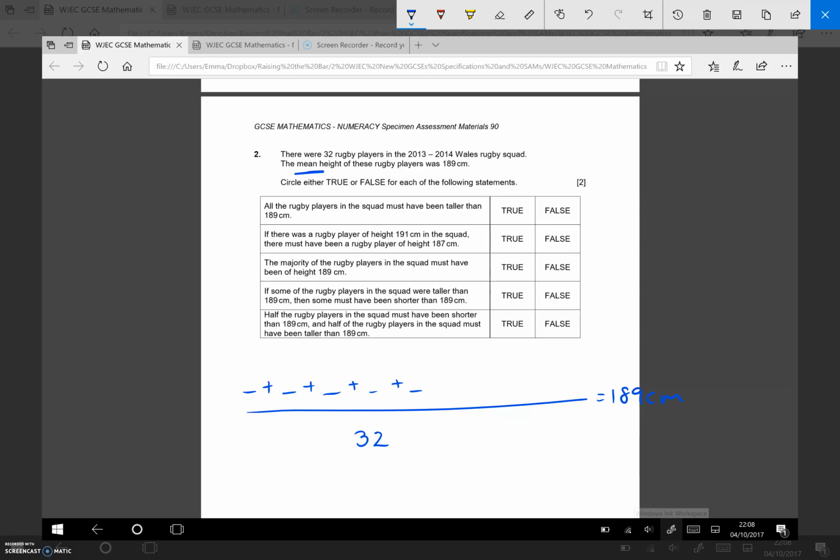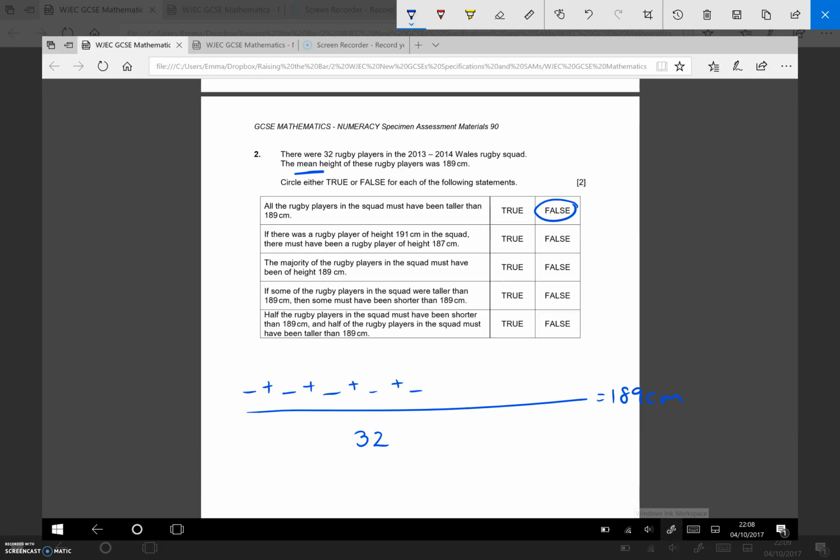So it's saying all of the rugby players in the squad must have been taller than 89 centimetres. That can't be true, because if the average is 189, they can't all be taller. 189 would be around about the middle of all the values if it's an average. So we're going to say that one's false.